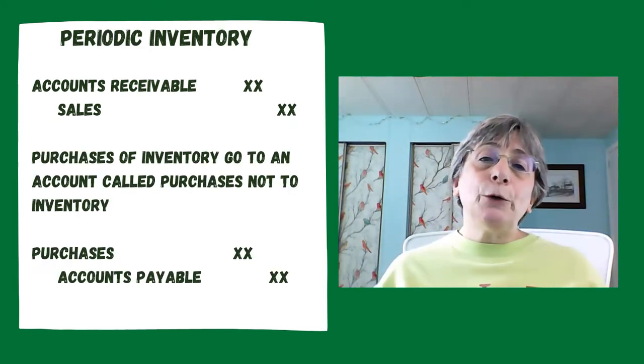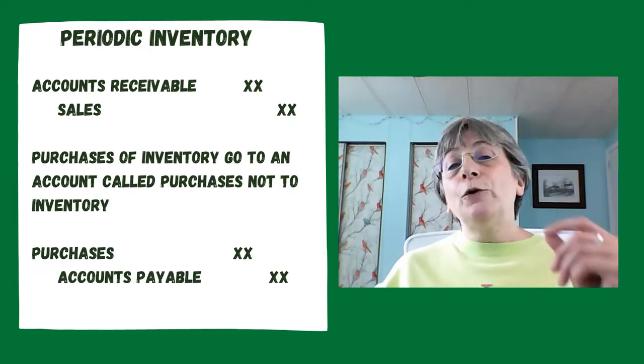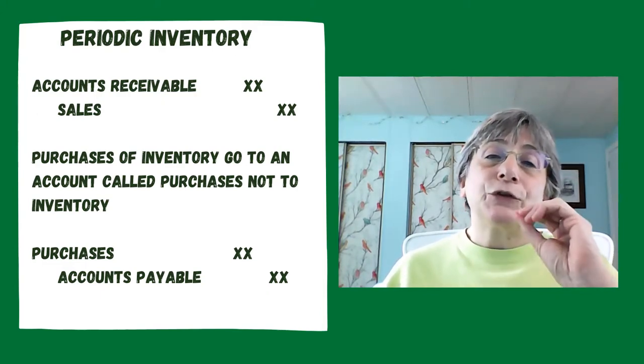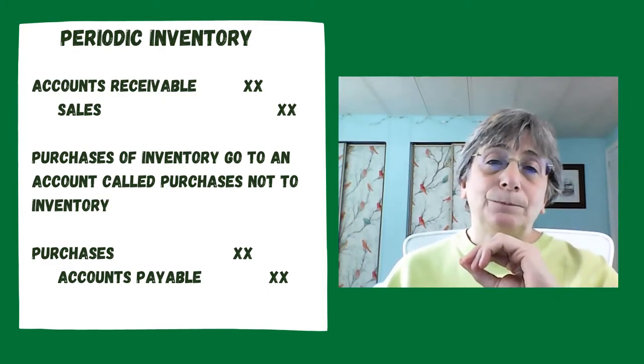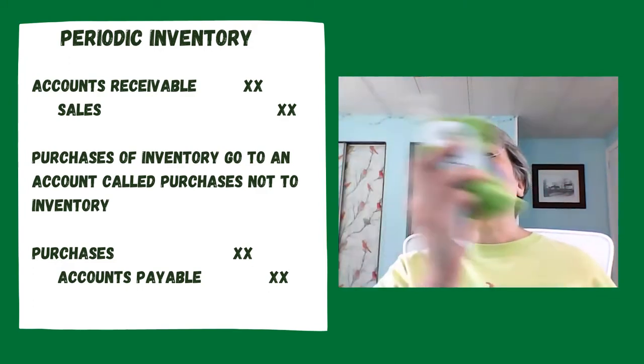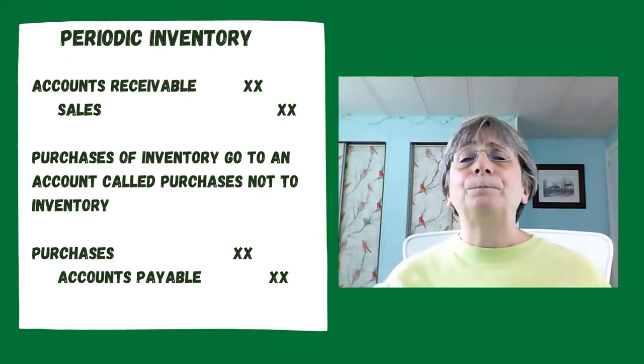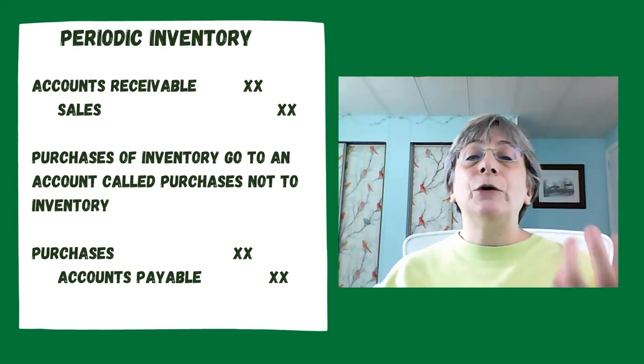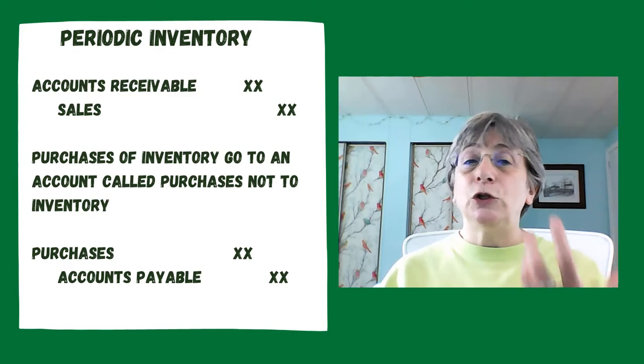Now, under periodic inventory, we're only keeping track of the sale when it happens. So we want to know what's going out through the cash register. And we're not going to know what the cost of our merchandise is until the end of the accounting period, usually the month.